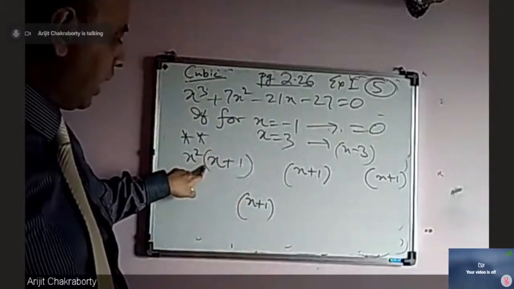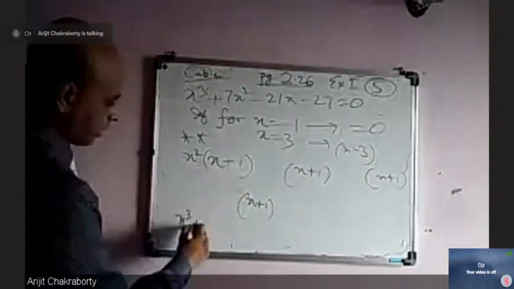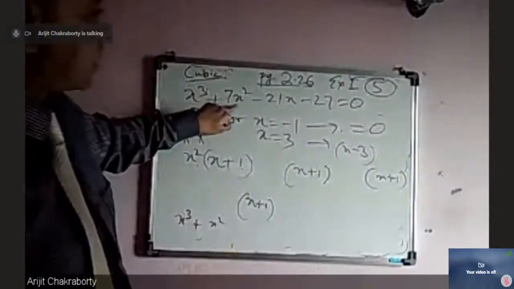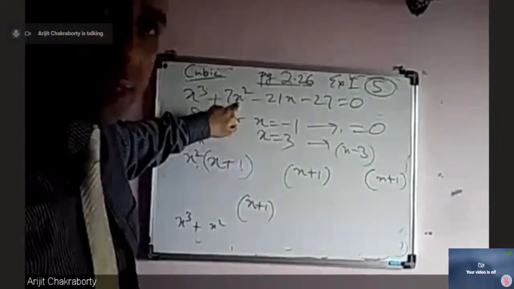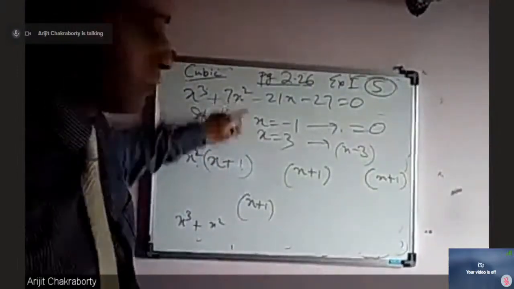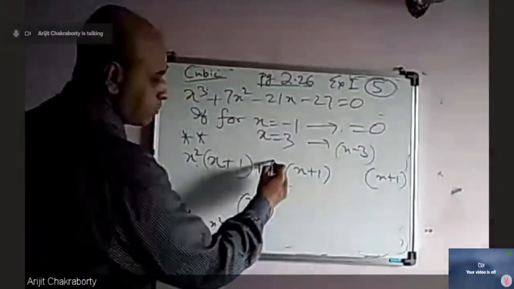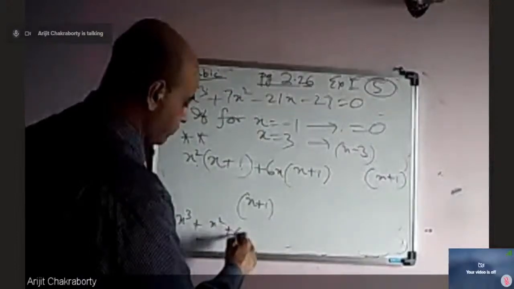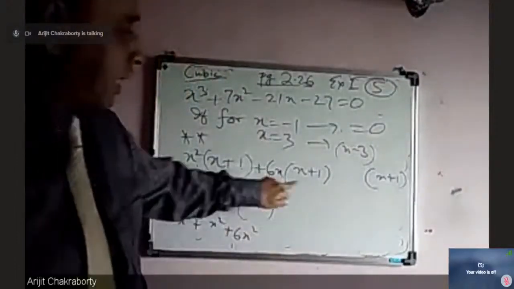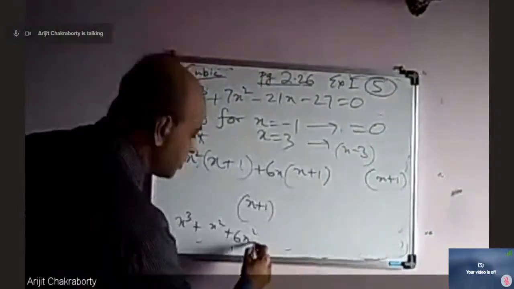So you have x cube plus x square. But you require 7x square. You have already got x square, you require 7x square. That means you need 6x square more. So I will write here plus 6x. So this becomes 6x square, but I will get 6x square plus 6x.